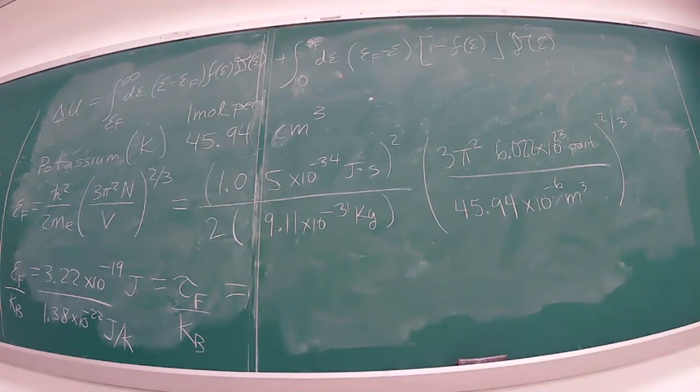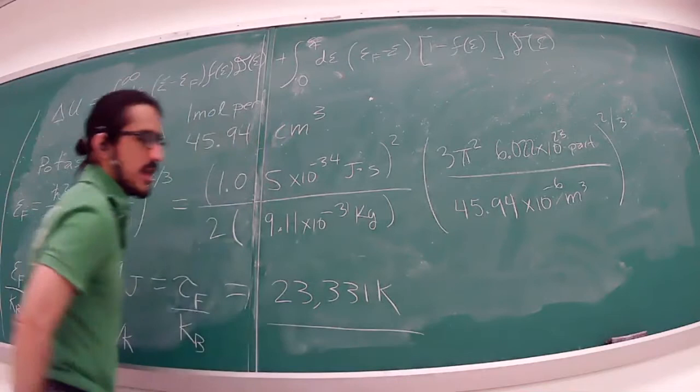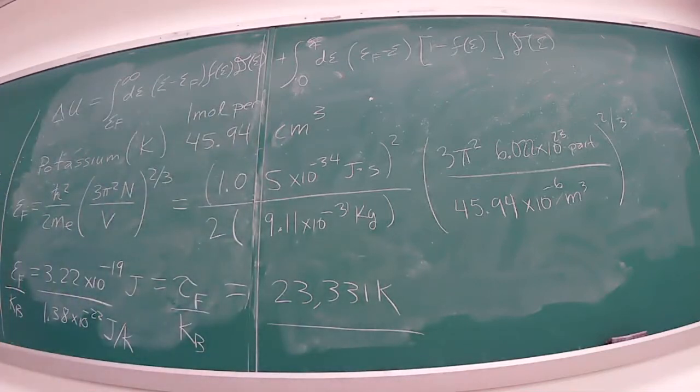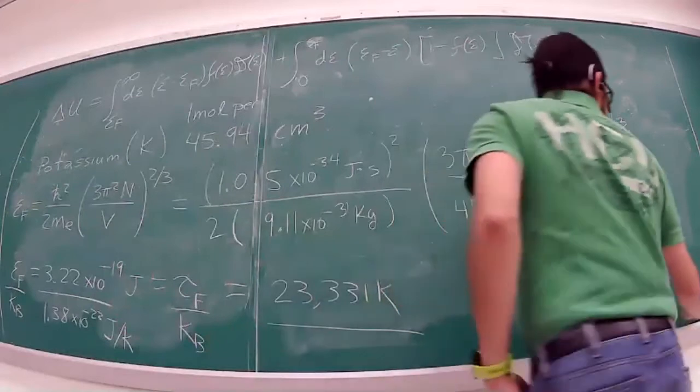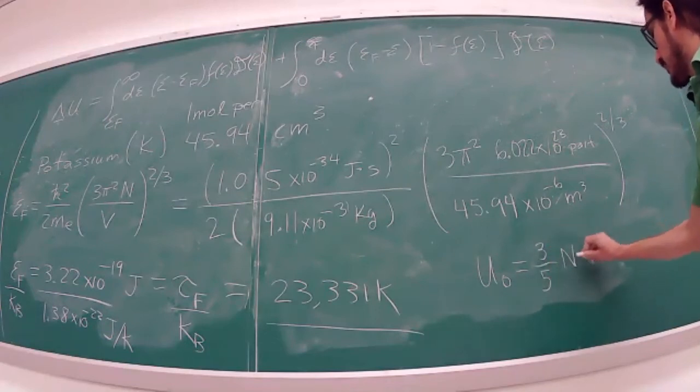Where did I put it? So for potassium, it is 23,331. So tell me, what does the temperature mean? We know that the Fermi energy is the energy of the most energetic fermion in the gas. We could also get the energy of the state of the system, which is going to be 3/5 times the number of particles times the Fermi energy.